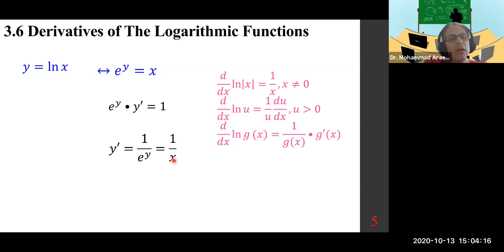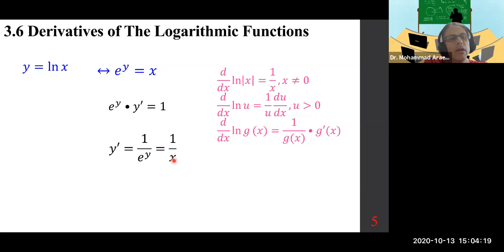Therefore, it gives rise to the following. The derivative of ln of absolute value of x is 1 over x. X can't be 0, of course. And by the way, this is important when we do the reverse process and we go for the integration. So d dx of ln u is 1 over u and then du dx. In other words, the chain rule says you multiply by the derivative of the function. If it's g of x, flip it over and then multiply by its derivative.